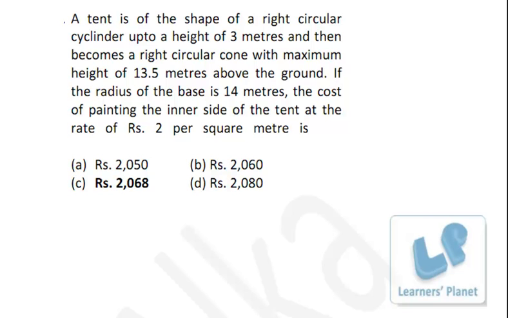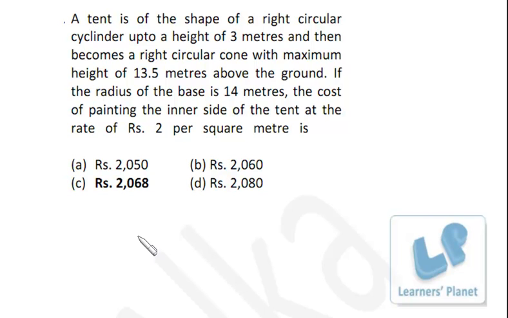Now, a tent is of the shape of a right circular cylinder up to a height of 3 meters and then becomes a right circular cone with a maximum height of 13.5 meters above the ground. If the radius of the base is 14 meters, find the cost of painting the inner side of the tent at the rate of rupees 2 per square meter. Okay, see, again you just try to avoid the diagram and just try to visualize it.